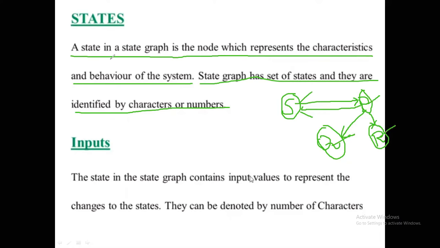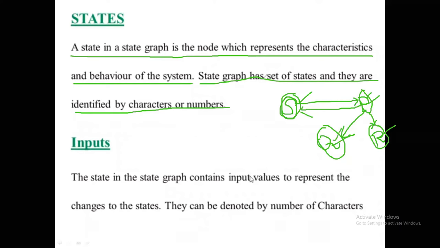So these states in the state graph are the nodes which represent the characteristics and behavior of the system. For example, this is the state neutral. This is the state first gear. This is the state fifth gear, like that.